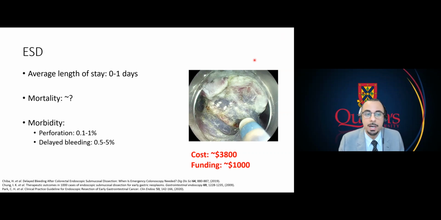And in terms of morbidity, the perforation rate varies anywhere from 0.1 to 1%, depending on the series you read. Delayed bleeding anywhere from 0.5 to 5%. And the cost at our center, because we generally do these in the operating room because of anesthesia, we can only access it generally in the operating room, is fairly significant, $3,800. There's no formal funding for it, so it's funded as an EMR, about $1,000. So you can see this being an obstacle to the implementation or really expansion of it, in terms of being cost prohibitive.